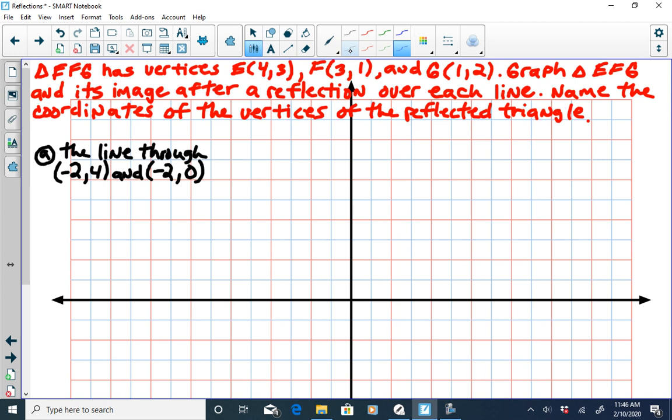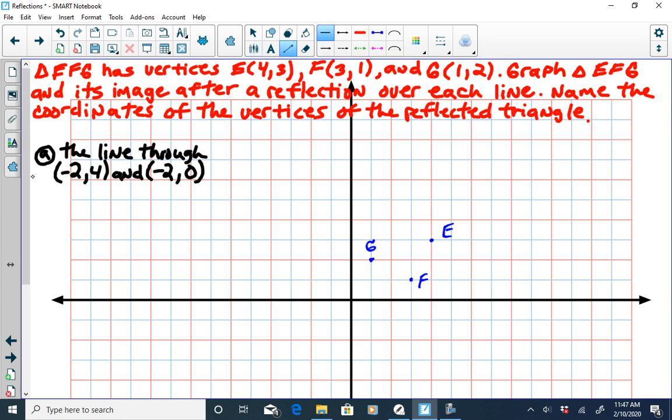We can't use a rule because we're not reflecting over the x-axis or the y-axis or even the line y = x, which we're going to look at a little bit later, where you can also use a rule. So here we actually have to start by graphing the triangle. Point E is at (4, 3), over 4, up 3, put a point. It's going to be E. Point F is at (3, 1). It's going to be point F. And G is at (1, 2). There's my point G.